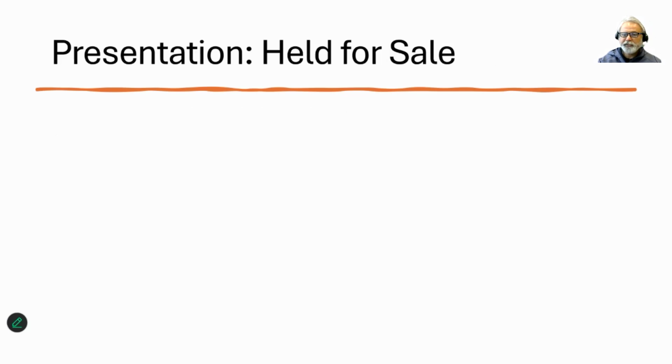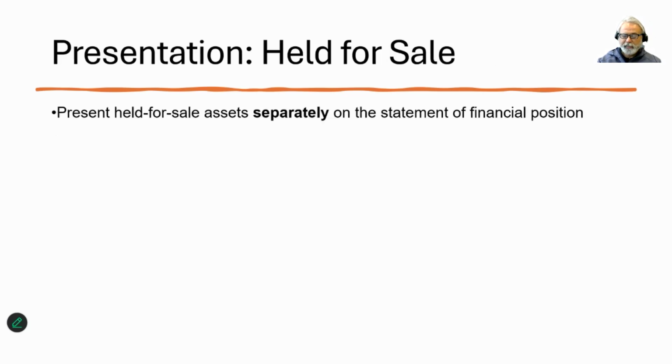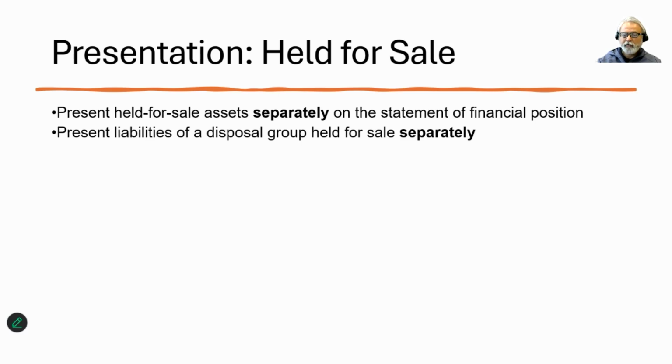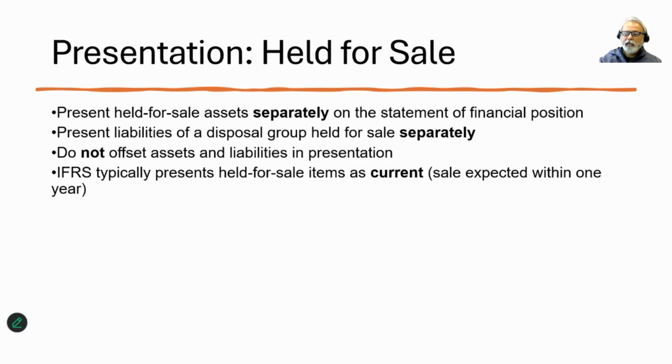In terms of presentation, assets that are designated as held for sale must be shown separately on the statement of financial position. If there are liabilities of an asset disposal group that is designated as held for sale, the liabilities are shown separate from the assets. You don't offset the assets and liabilities in presentation. So show the assets separately and the liabilities separately. Under IFRS you will show as current because the definition requires the sale to be completed within a year.